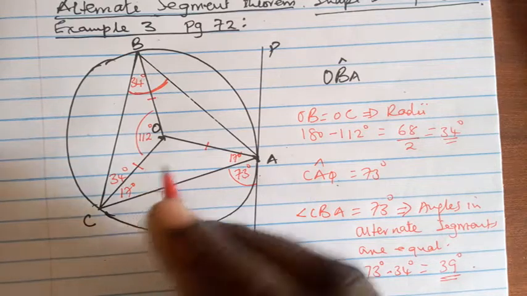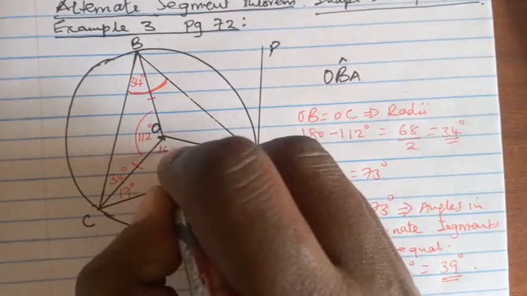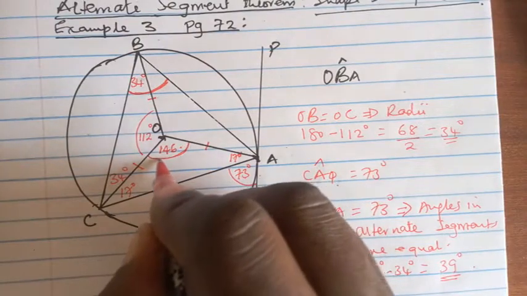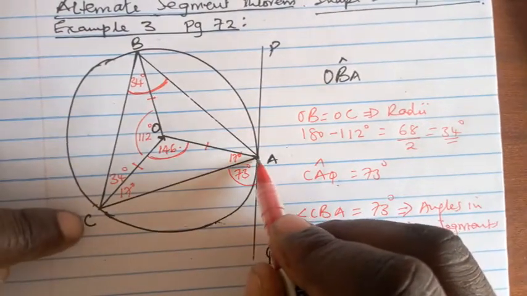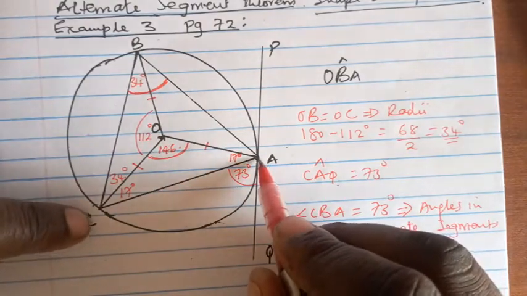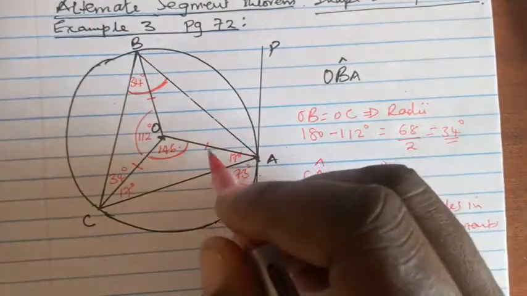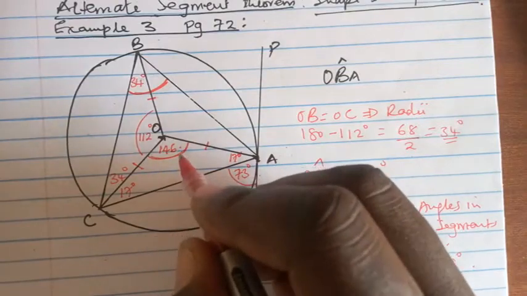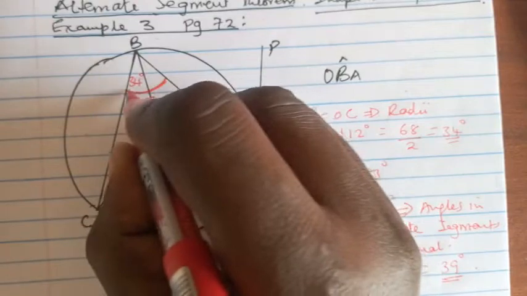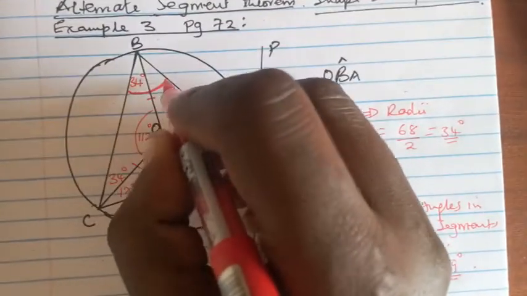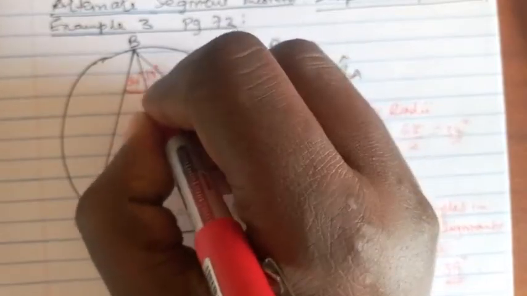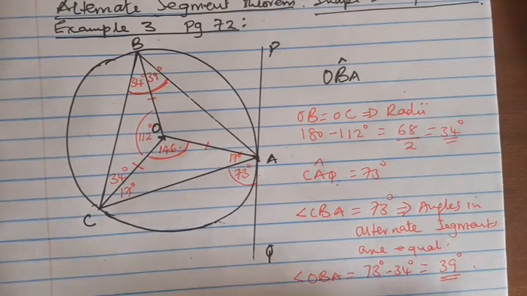180 minus 34 is 146. 146 becomes the angle subtended by this chord at the center of the circle. The angle subtended by the same chord on the circumference is supposed to be half of 146, meaning 73. So again, this gives you 73 degrees. 73 minus 34 remains 39 degrees. And that is just it.